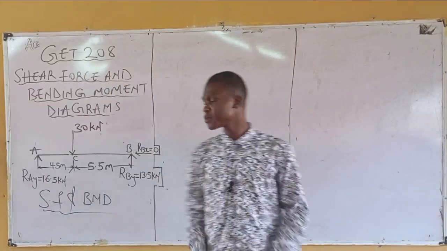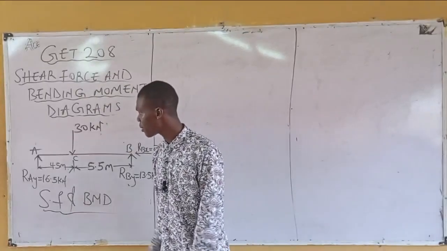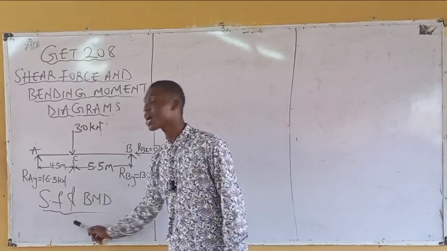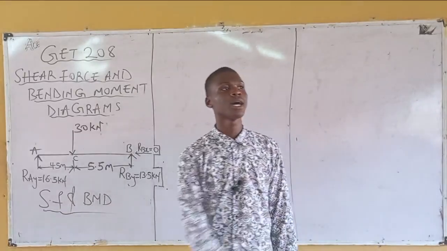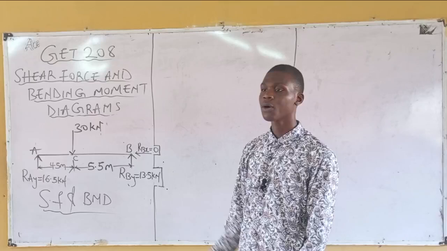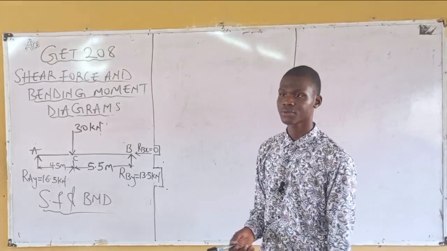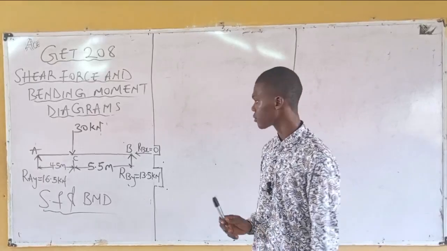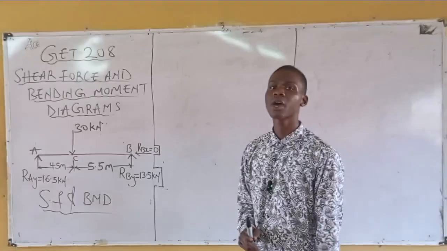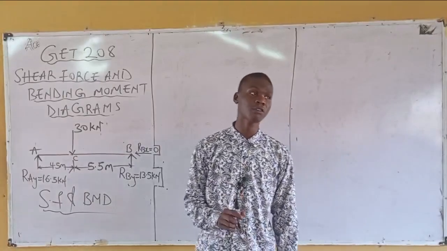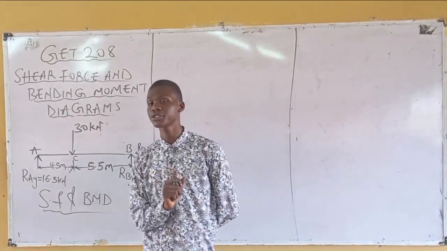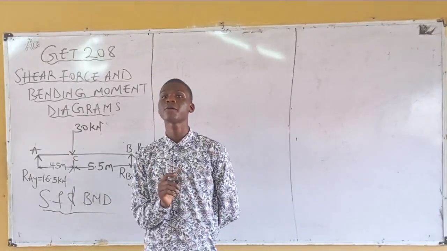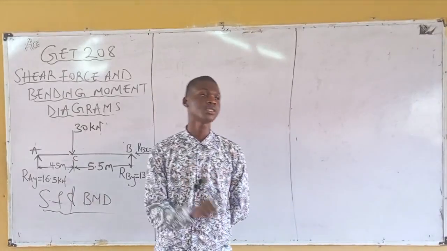Alright, now the next step, or the next aspect, is what? Shear force and bending moment diagram. That one was just support reaction. Alright, now from here, shear force and bending moment diagram. This is the main work. Please pay attention. Now from here, I said it and I will still repeat myself.